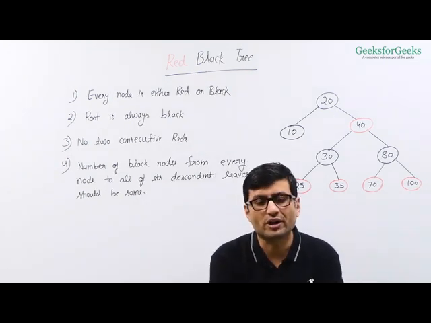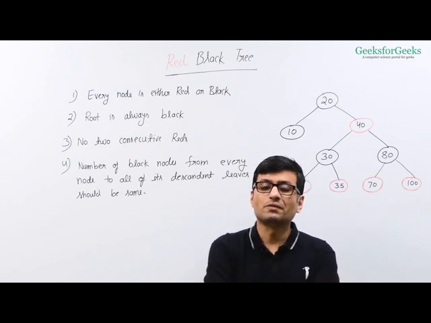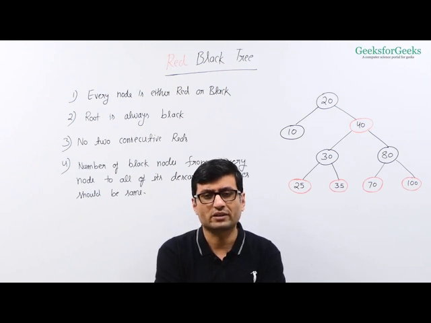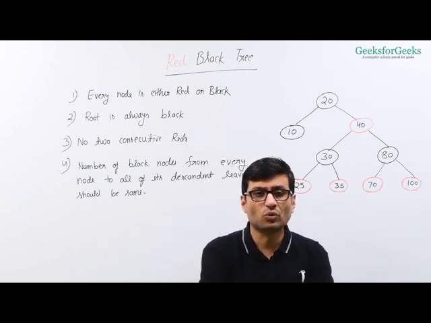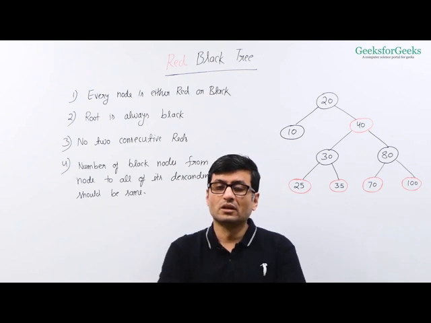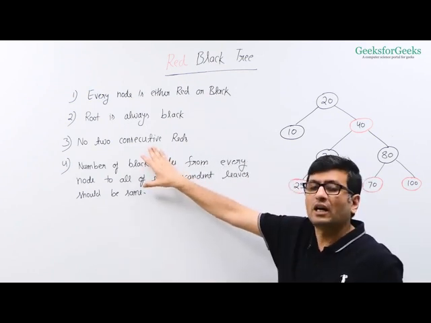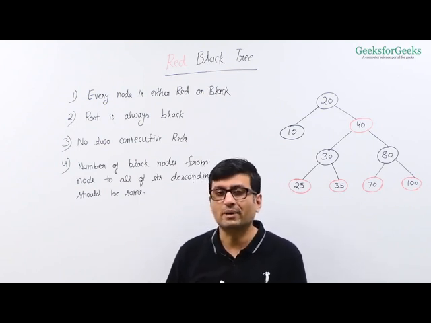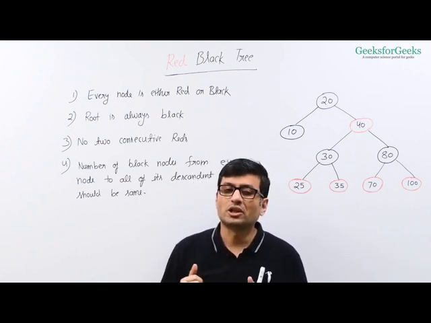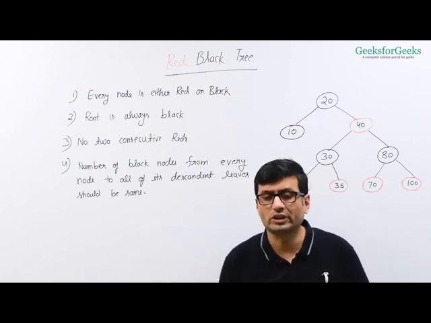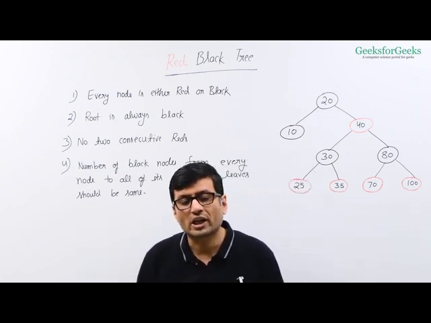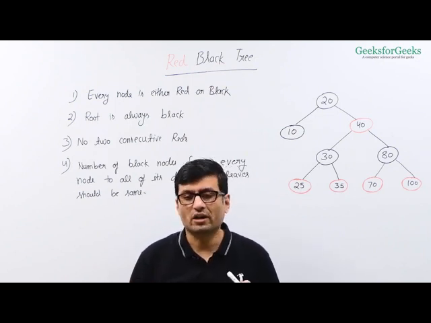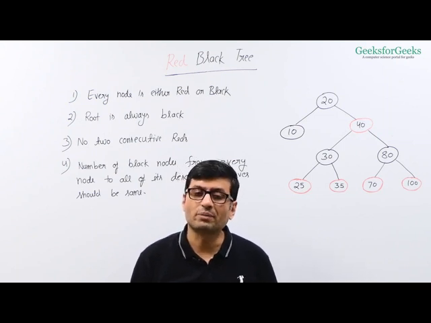Let us now talk about definition of red-black tree. The first point in definition is every node is either red or black. The second point is root is always black. The third and fourth point are really important. These are the points that make red-black tree a balanced binary search tree. The third point says that no two consecutive reds allowed. We cannot have a red child of a red node. Similarly, a red node cannot have a red parent.